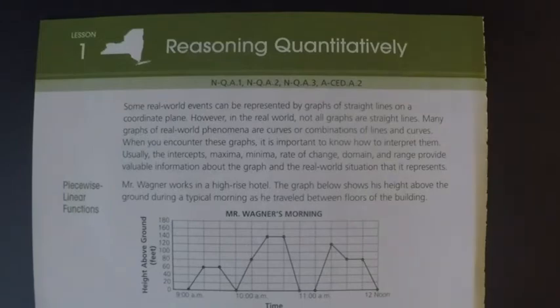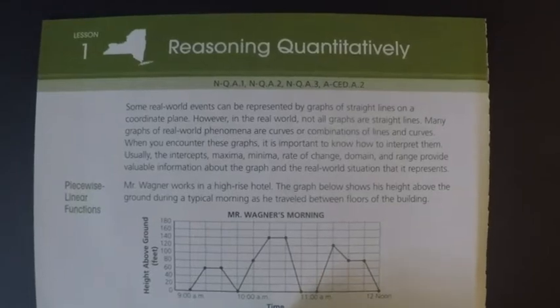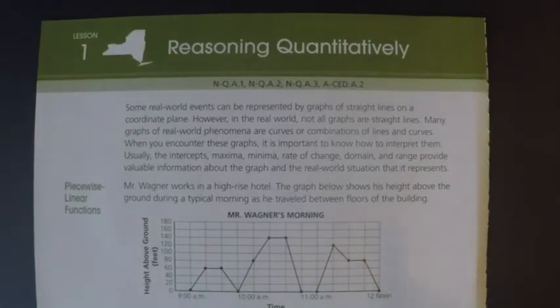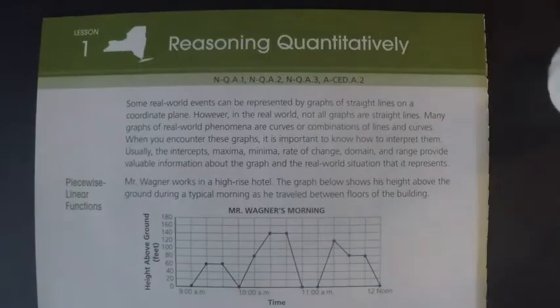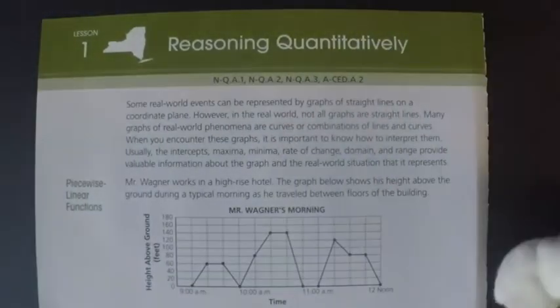So here we have a piecewise linear function, and this is going to model Mr. Wagner's morning. If you take a look on the y-axis here, we have the height above the ground in feet, and on the x-axis you have the time. From about 9 a.m. to noon, we see that there's data points for Mr. Wagner, and then his height above the ground in feet.